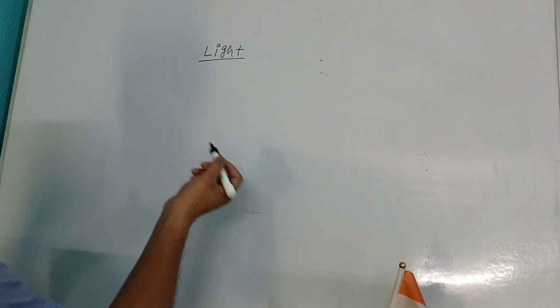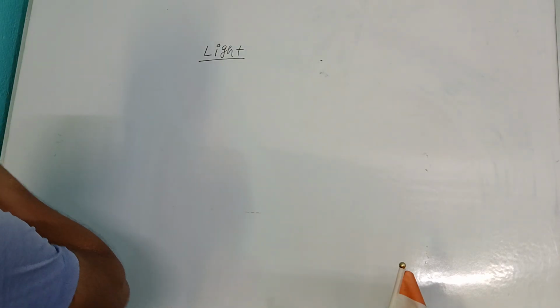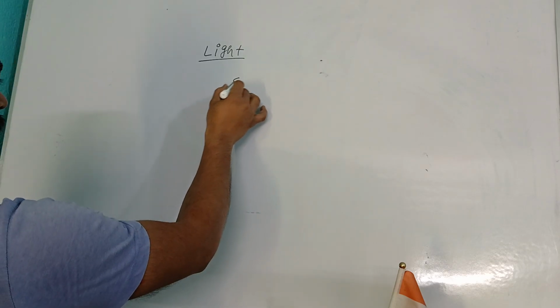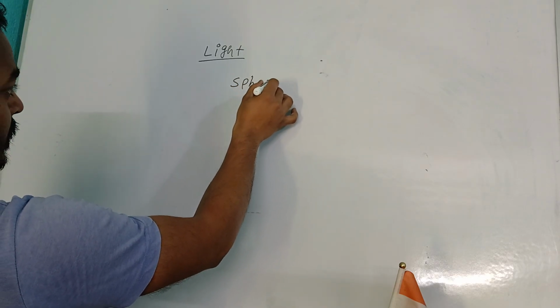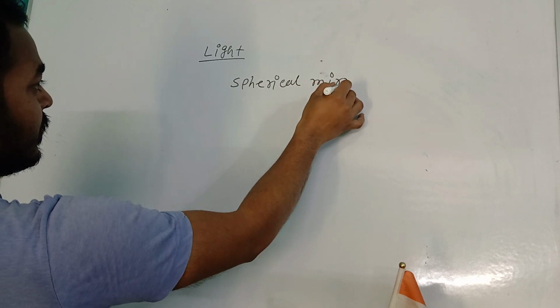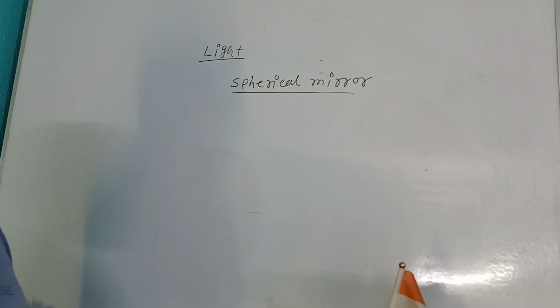The topic is light, and these are the points we have to discuss today. This one basically depends on spherical mirrors. Spherical mirror: we have two types of spherical mirror.